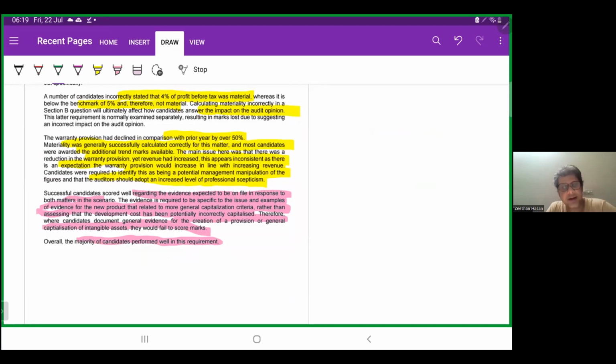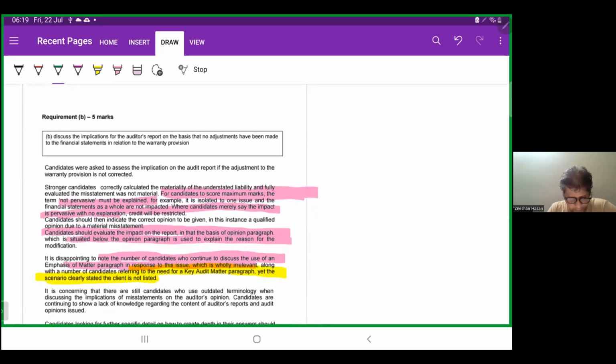So, successful candidates over here scored well regarding the evidence expected to be on file in response to both matters and scenario. The evidence is required to be specific to the issue, with examples of evidence for the new product related to more general capitalization criteria.